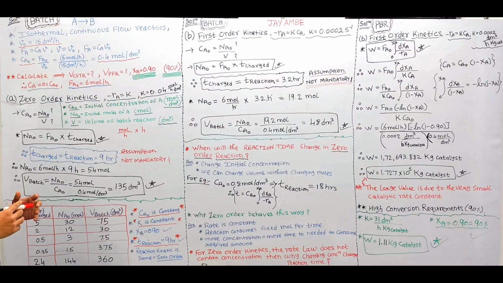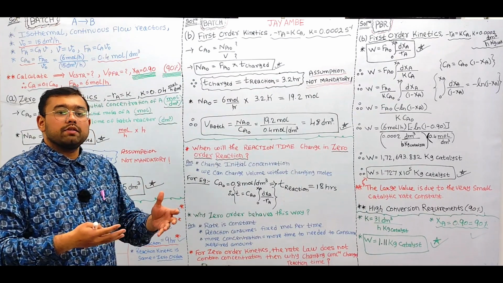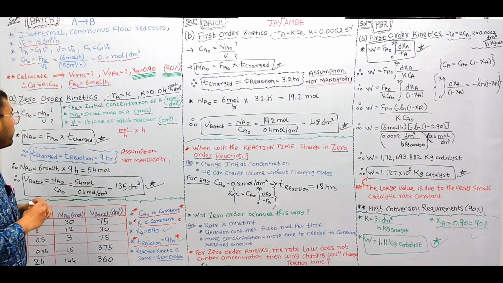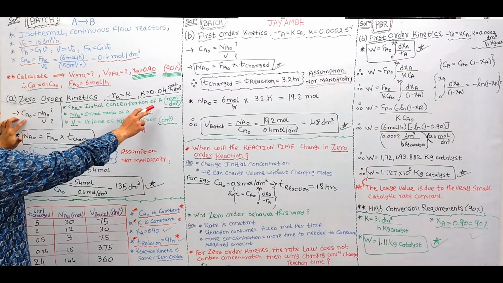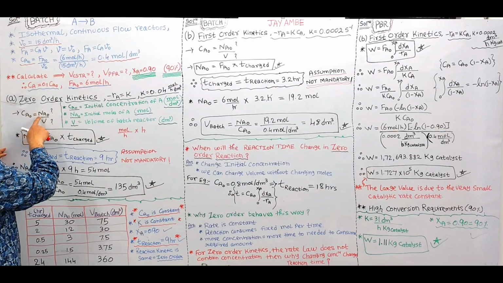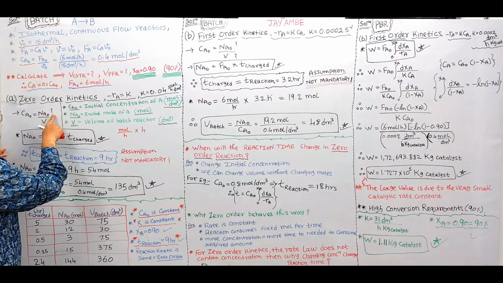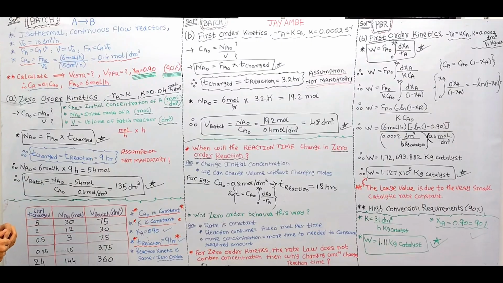Okay, now what does the concentration mean? Concentration is defined as the number of moles present per unit volume, right? So CA0 here represents the initial concentration of A present in the unit volume of the batch reactor, right? So concentration is the ratio of the initial number of moles present with respect to the unit volume of the batch reactor. Okay, so this is the formula. Concentration is the ratio of number of moles with respect to the unit volume.